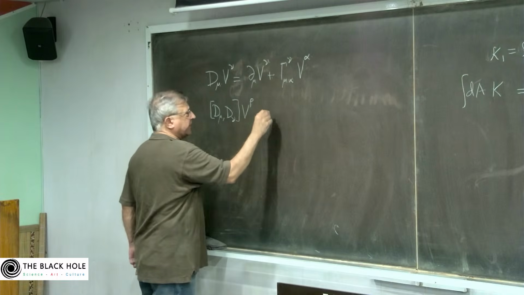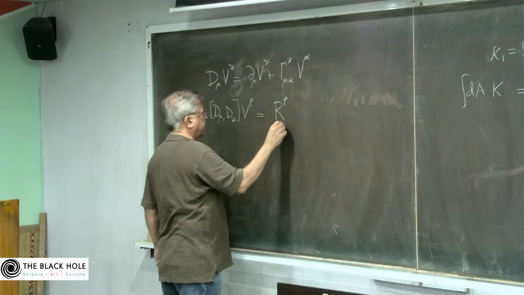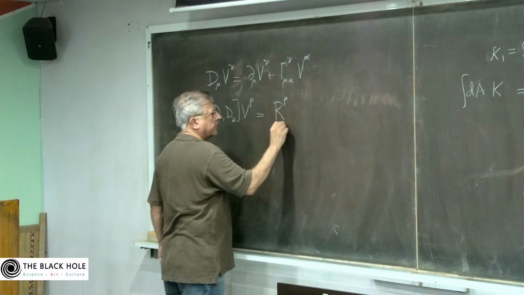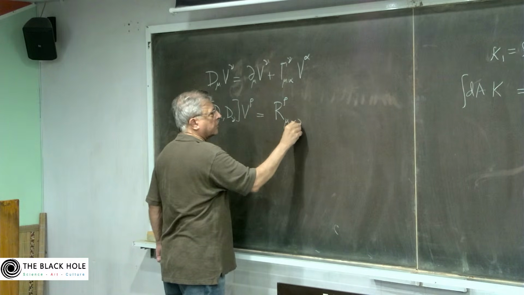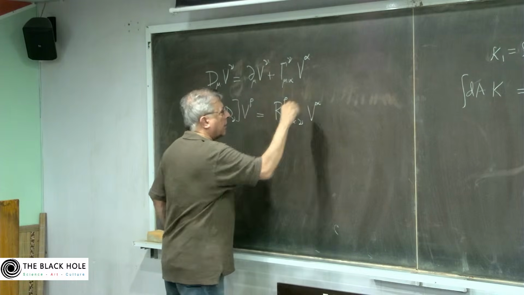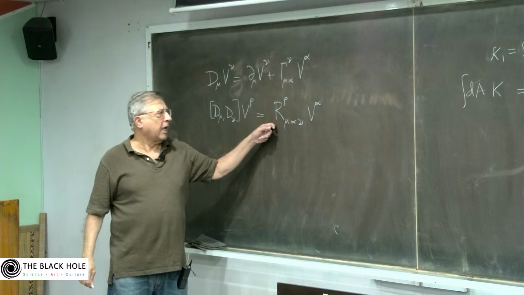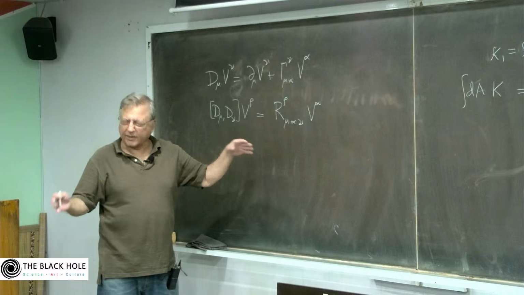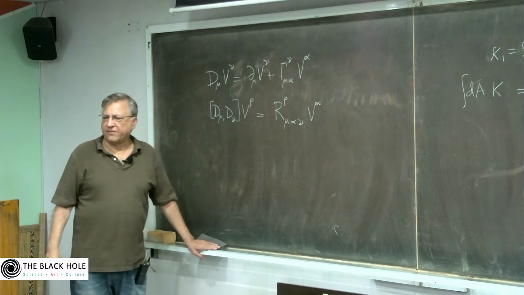And this gave us the Riemann definition of the Riemann curvature tensor, and then lots of properties come from this which we are not going to go into. But that was the covariant derivative.